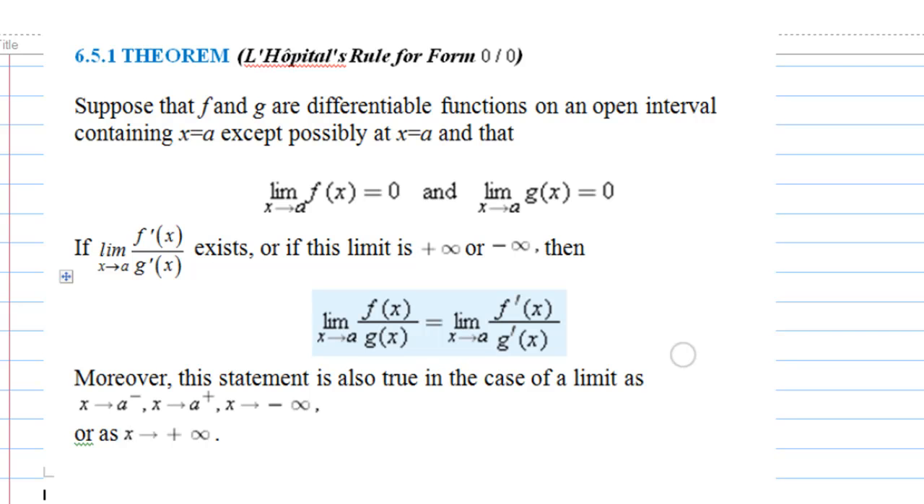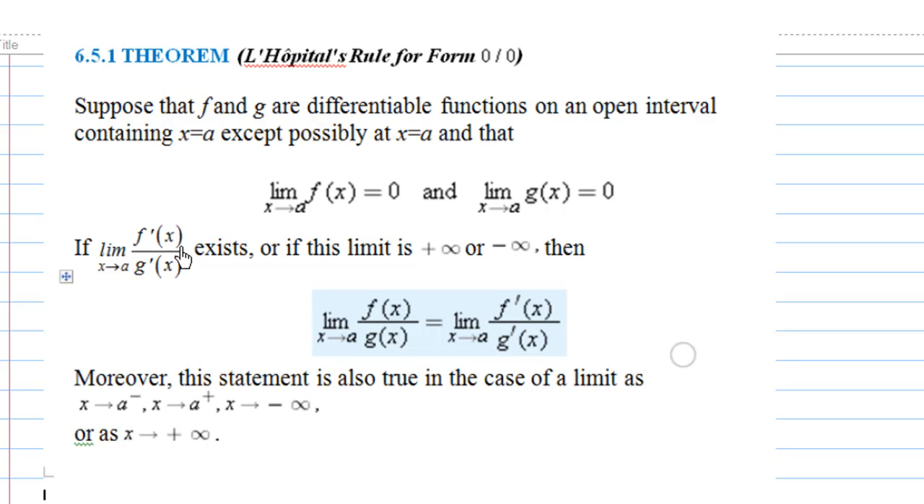Here is the statement of L'Hopital's rule based on Howard Anton's text. This is for the form 0 over 0. Suppose the functions f and g are differentiable on an open interval containing the point x equal to a, except possibly at x equal to a, and that the limit of f(x) when x approaches a is 0, and the limit of g(x) when x approaches a is also 0.